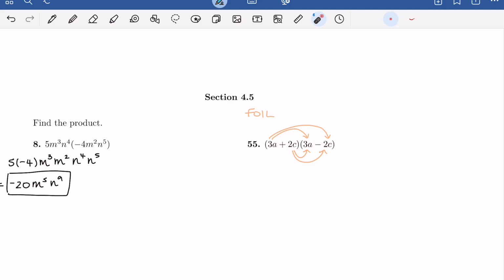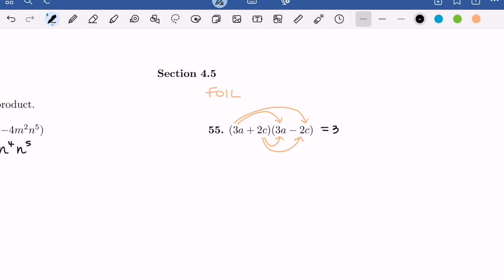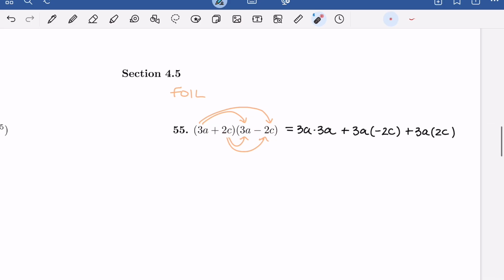Doing that, we're going to end up with 3a times 3a. This is the product of our F, our first terms. Then our next one is going to be 3a times minus 2c. Then this middle term here is going to give us 2c times 3a, which is the same thing as 3a times 2c. And then our last term here is going to be 2c times minus 2c.